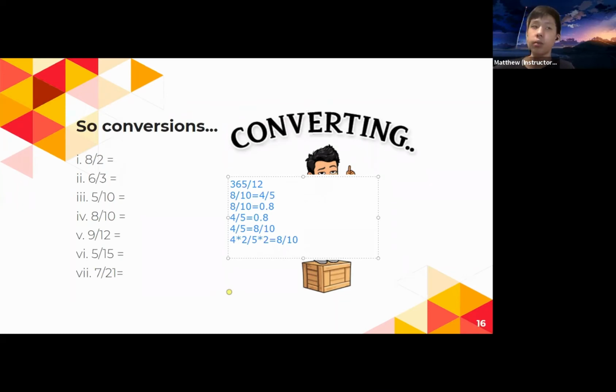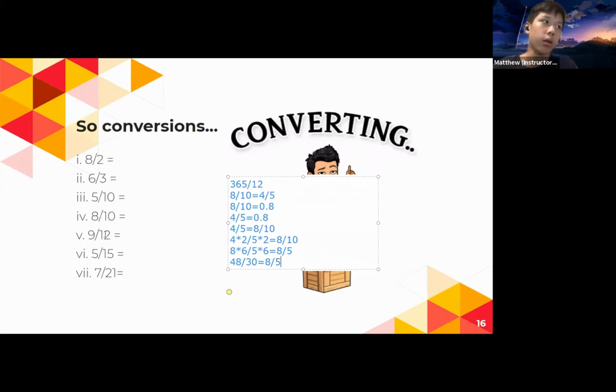For example, 8 times 6 over 5 times 6 is the same fraction as 8 over 5, which means that 48 over 30 is equal to 8 over 5. That's one way to explain it.